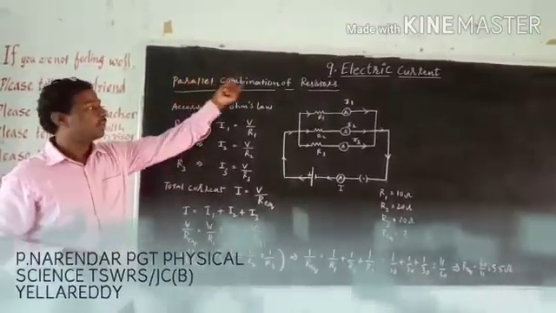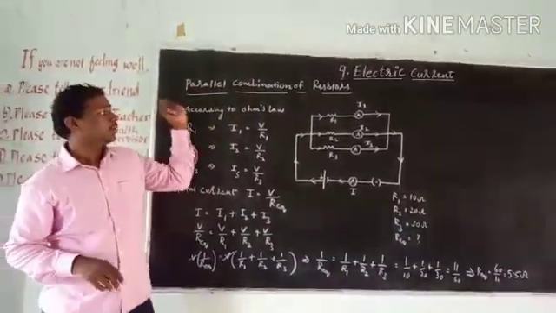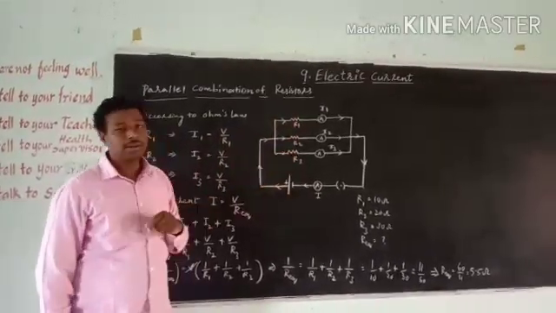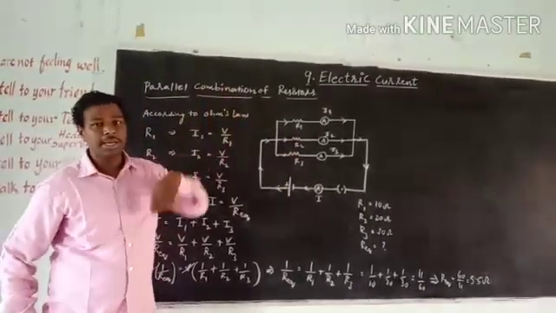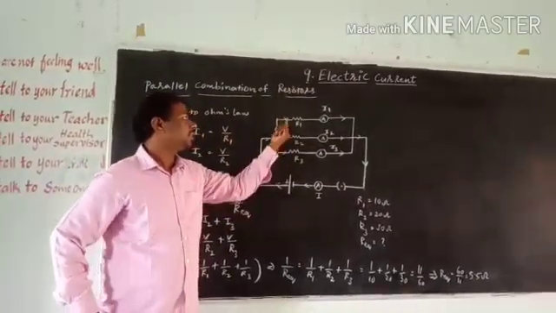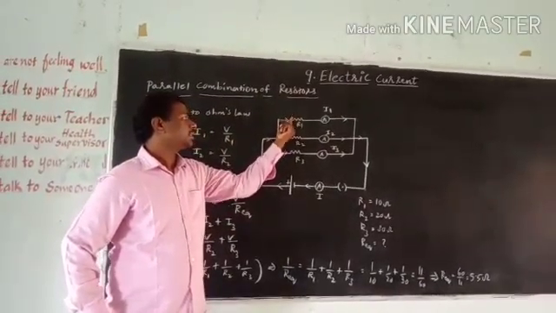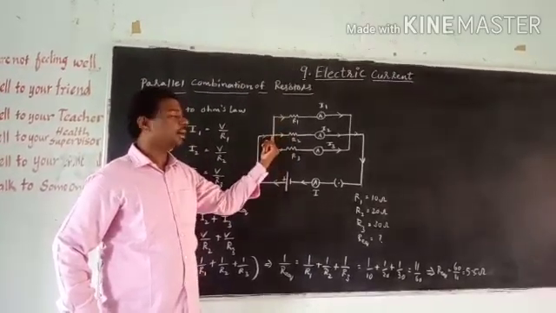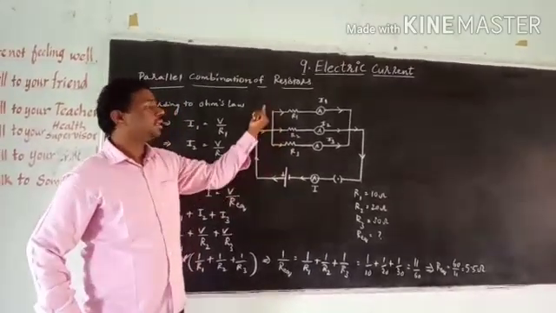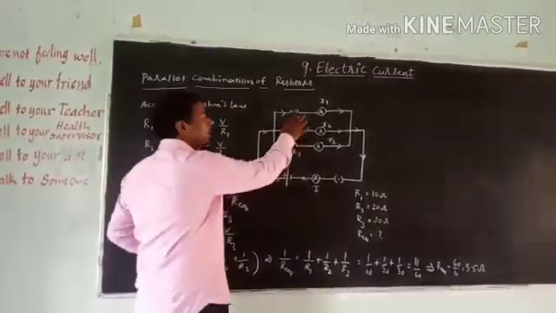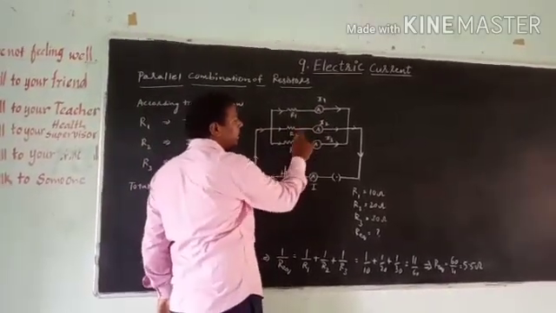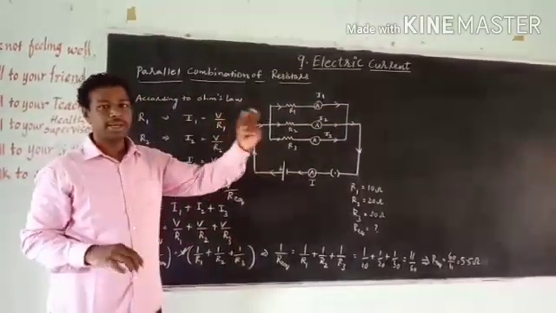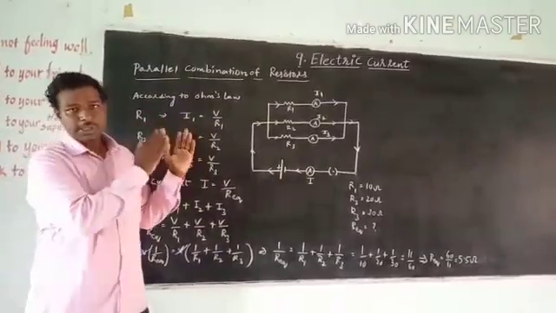Let us see parallel combination of resistors. Now, we have taken three resistances which are connected in parallel combination. When can we say they are connected in parallel combination? You can see that, for example, the positive of first resistance, positive of second resistance, positive of third resistance, if they are connected to a single common point, then we can say that it is a parallel combination. All the negatives of R1, R2, R3 are connected to a common point, then I can say that this is a parallel combination.